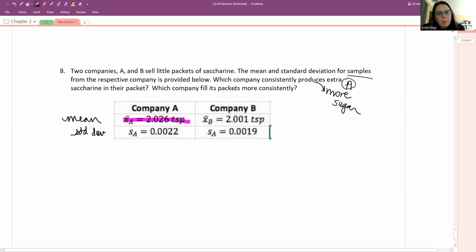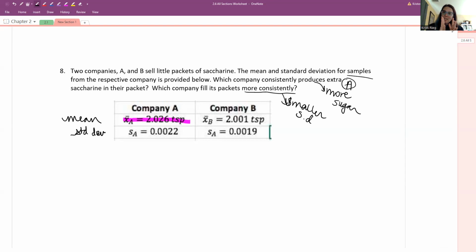Which company fills its packets with more consistency? So more consistency means smaller standard deviation. Deviation, how much it deviates, how much it differs. So the more it differs, the bigger it is, but more consistent means the more it stays the same. So the smaller the standard deviation. In this example, we're going to go with company B because this 0.22 compared to the 0.19 is the smaller standard deviation. So more consistent is B. Too much sugar is A.